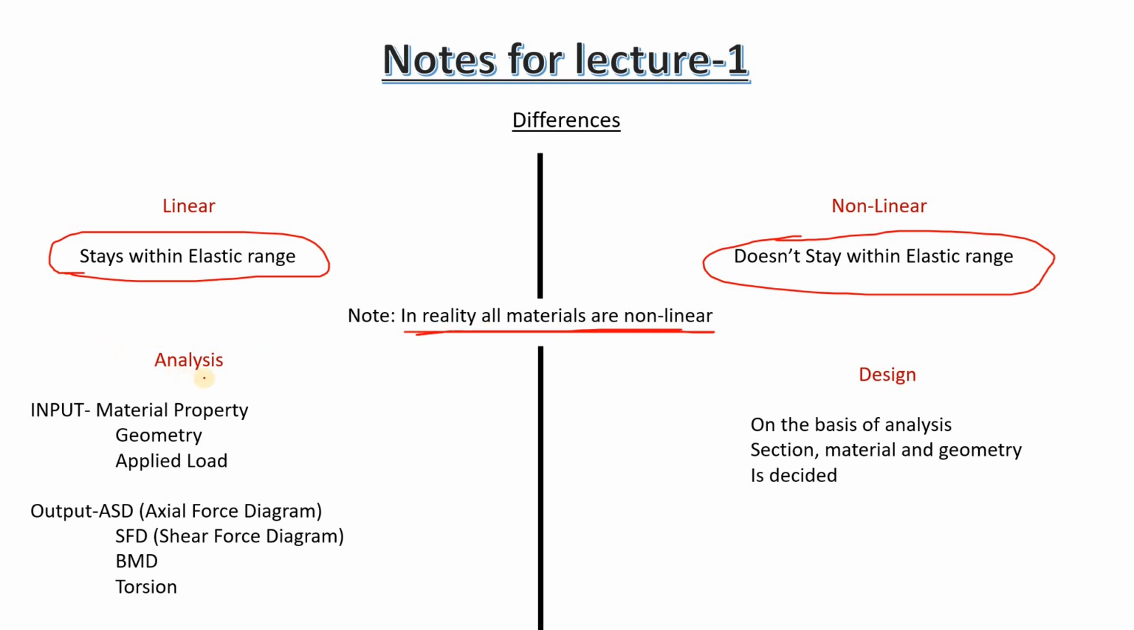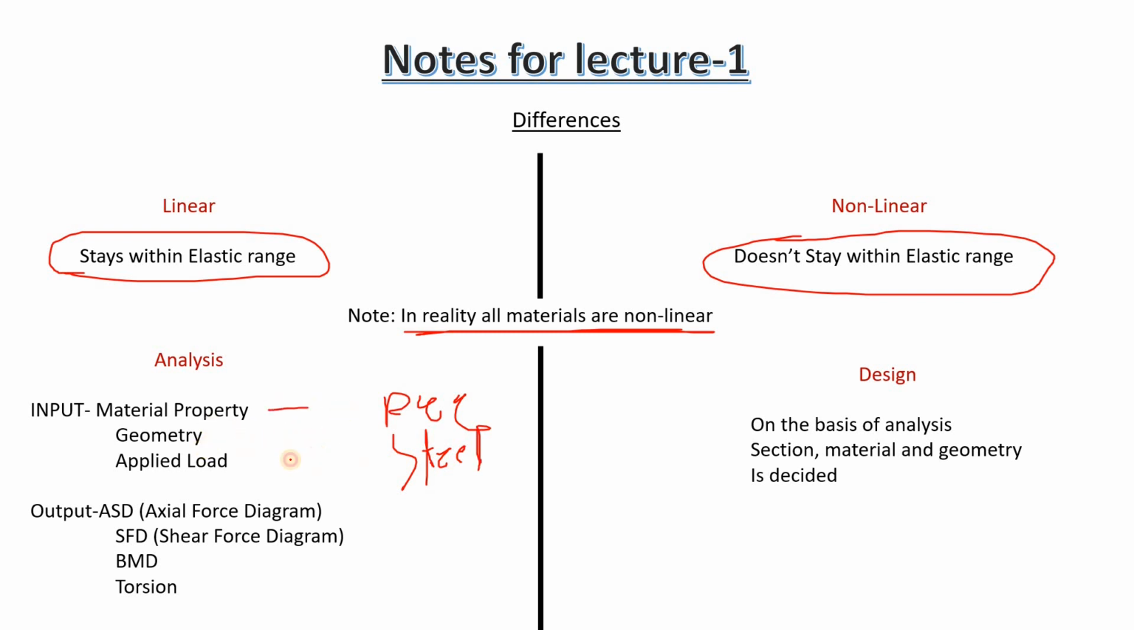So let's take a look at the difference between analysis and design. What is analysis? In analysis, you give some input and get some output. For example, we give the material property, for example which kind of material we are using. Are we using RCC? Are we using steel? Are we using timber? These are the material properties, and then we give it the geometry.